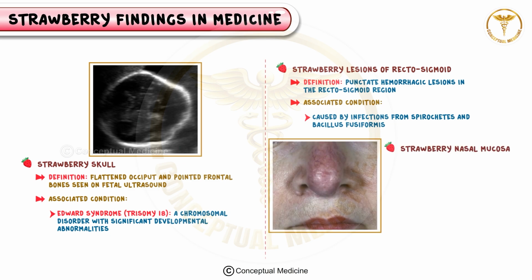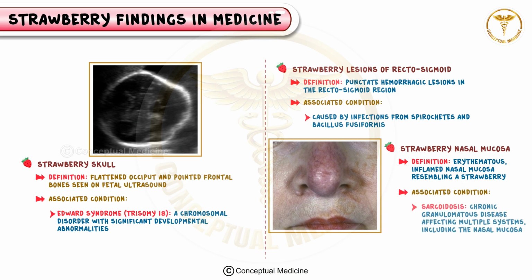Finally, strawberry nasal mucosa is characterized by red, inflamed nasal mucosa with a granular appearance resembling a strawberry. It is associated with sarcoidosis, a chronic granulomatous disease that affects multiple organs, including the lungs and nasal cavity. Patients often present with nasal congestion, crusting, and occasional epistaxis.